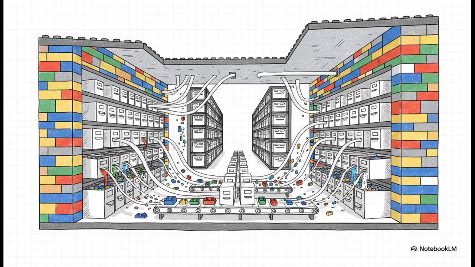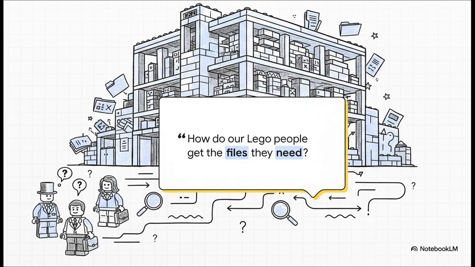Okay, so let's really bring this to life. I want you to imagine our database is a giant warehouse, and it is filled to the ceiling with every single Lego piece you can possibly imagine. Now, the different types of data, things like customer names, product prices, those are like the neatly organized filing cabinets inside that huge warehouse. And this brings us right back to our original problem. But now we're in our Lego world. How do the regular Lego people, the mayor, the doctor, the shop owner, how do they get the exact files they need from this massive, complicated warehouse if they have no idea how it was all put together?